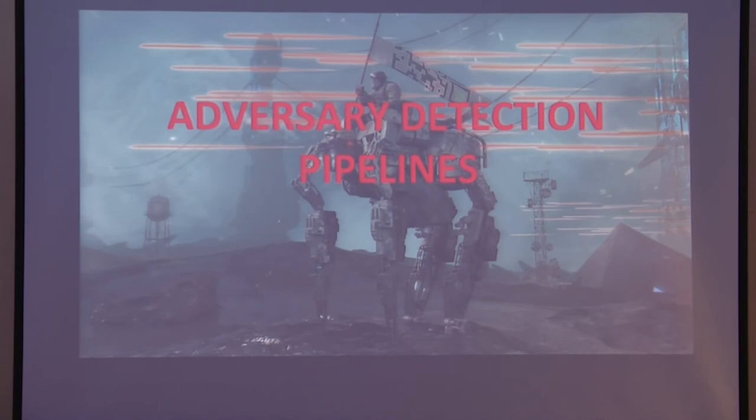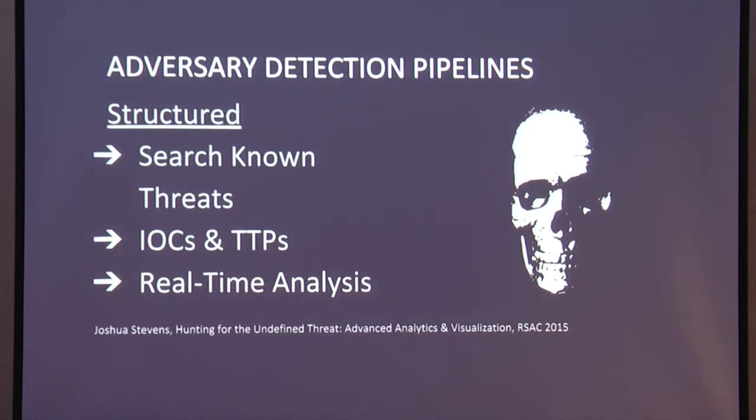So, we're finally at the meat and taters. Adversary detection pipelines. Actually, Joshua Stevens did a talk at RSA in 2015, and he broke it down into structured data that the threat hunting team would need. So I'm like, okay, well then for the adversary detection pipelines, breaking it down into structured and then unstructured.